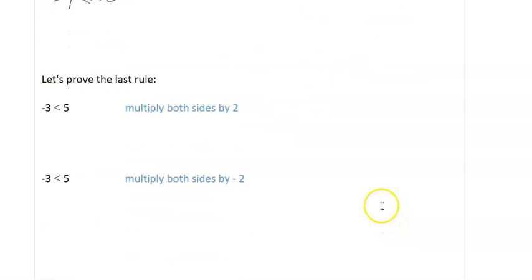To prove the last rule, I'm going to show you this. If we know what both of them are on each side, this inequality is already solved, it makes sense. Negative 3 is less than 5, no problem. If I multiply it both by a positive number, then I end up with 10 and negative 6. This inequality still makes sense. Negative 6 is less than 10.